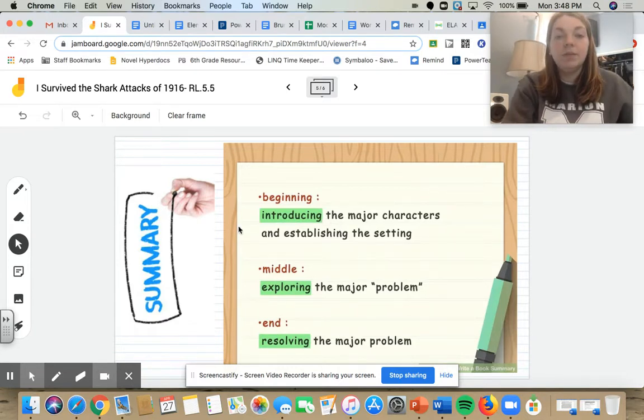So first, in the beginning of your summary, you want to introduce the major characters and establish the setting. So really, you just want to tell who your characters are and what your setting is. Then in the middle of your summary, you want to tell what the problem is, what's going on in the book that is the problem of the story. And then in the end, you tell how that problem is solved or resolved.